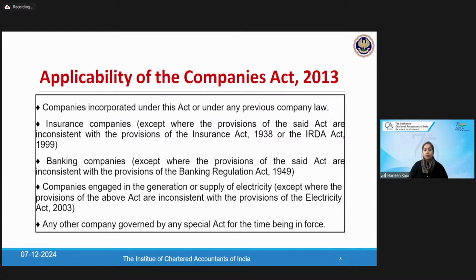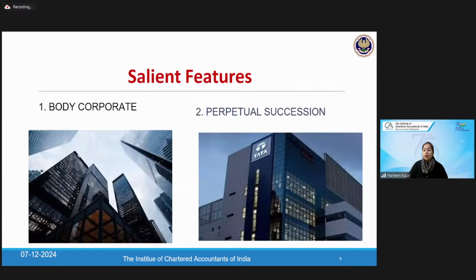Is that clear, children? So this is the applicability of the Companies Act. Now let's start with the salient features of the Companies Act. What are the features? What are the characteristics of a company? So the number one characteristic is it's a body corporate.